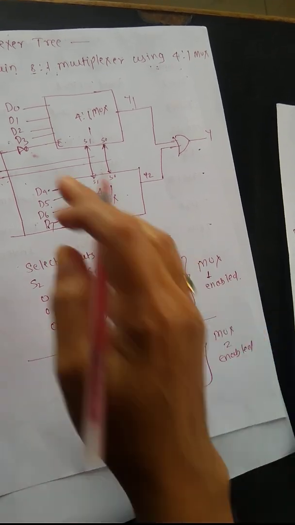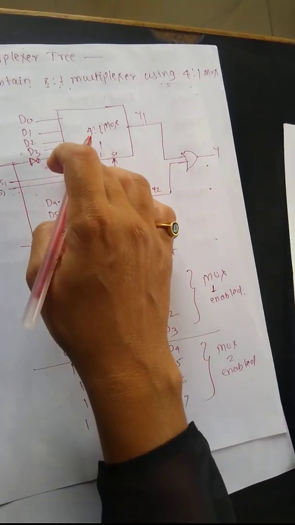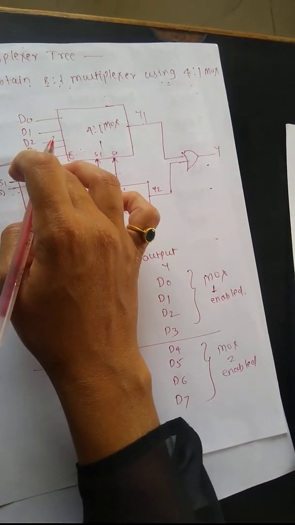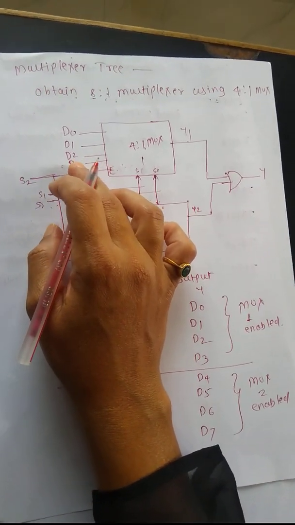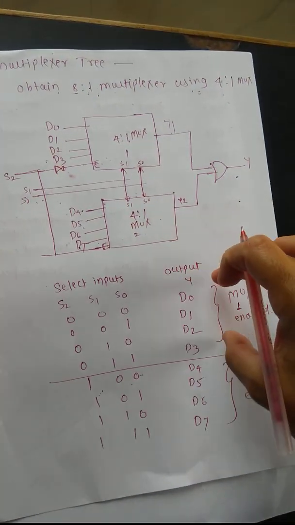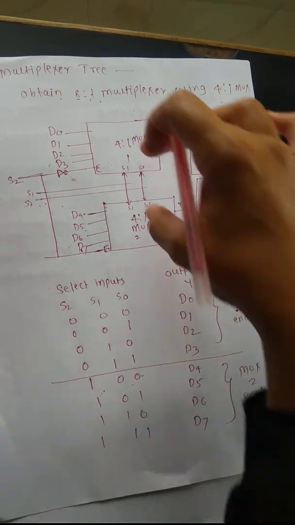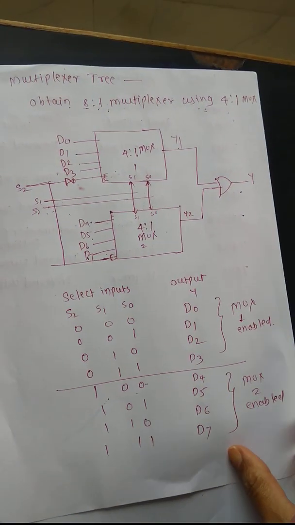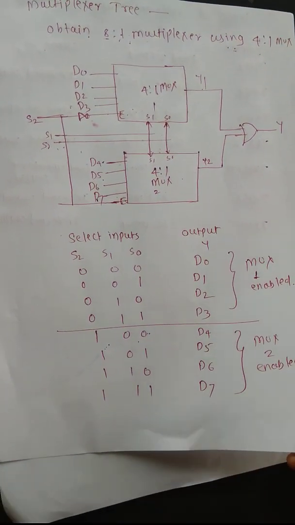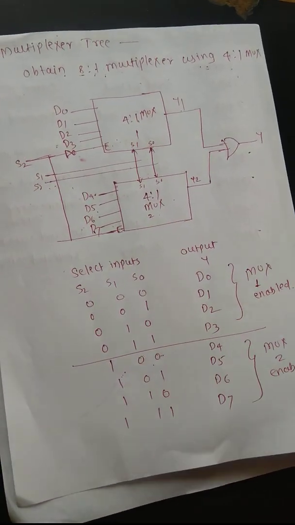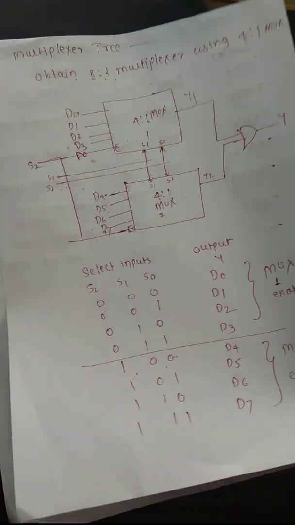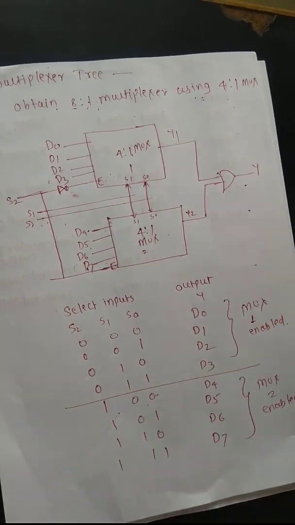So for the cascading purpose, both enables are connected here through an AND gate, because for enabling, one multiplexer will be enabled at a time. One multiplexer will be enabled at the time. This is how we obtain the multiplexer tree, obtaining an 8:1 multiplexer using 4:1.